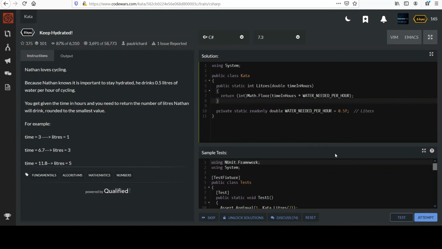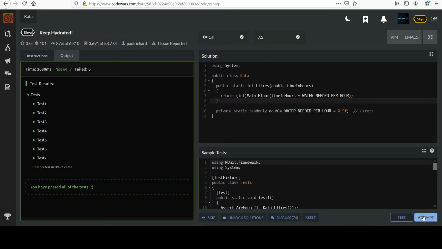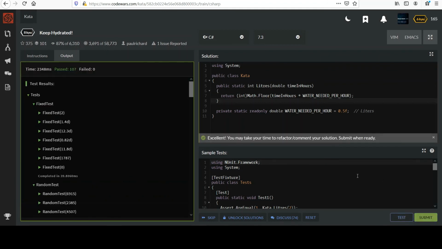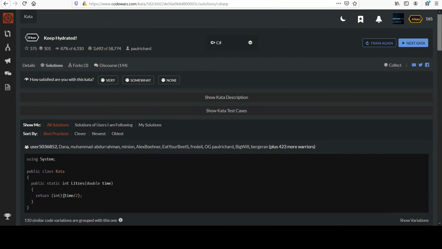I'll go ahead and run the test. Looks good. Hit the attempt. Still good. I'll submit mine, and basically you'll just see time times 0.5 is what most people are going to do, and cast it to an integer value. So fire that off, grab that one. And there you go. Time over 2.